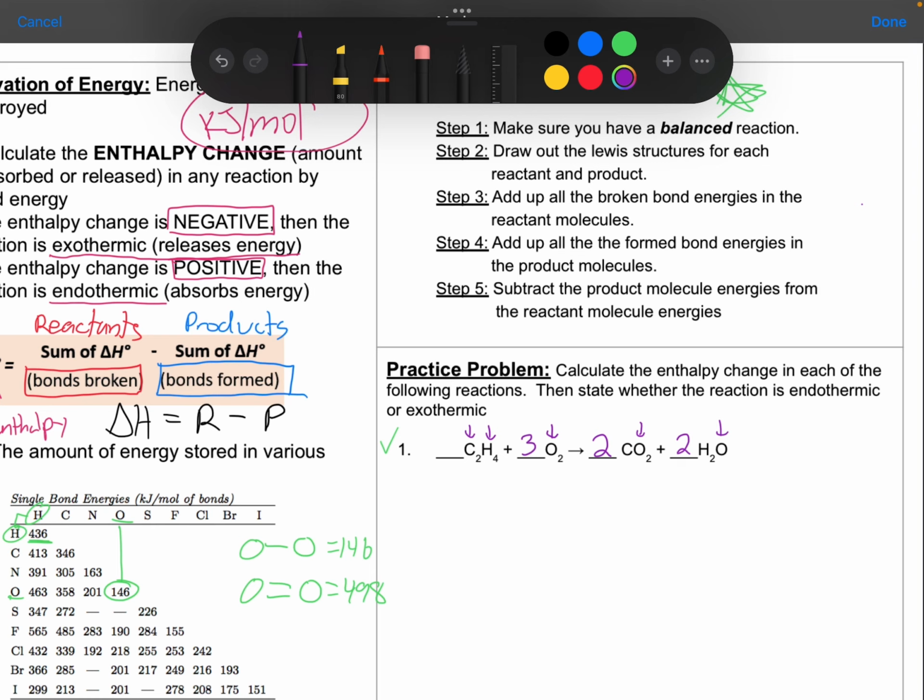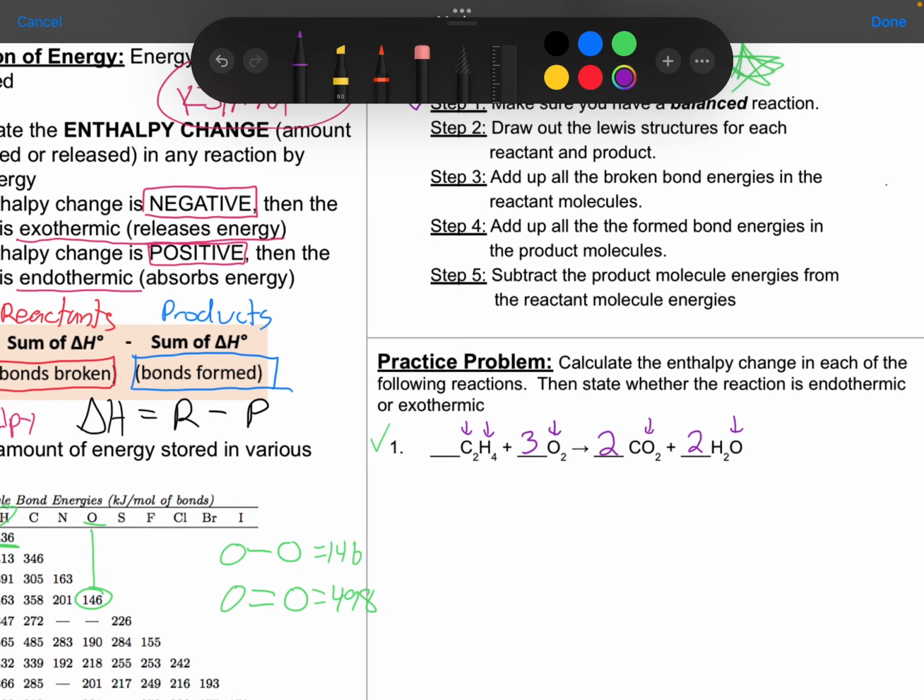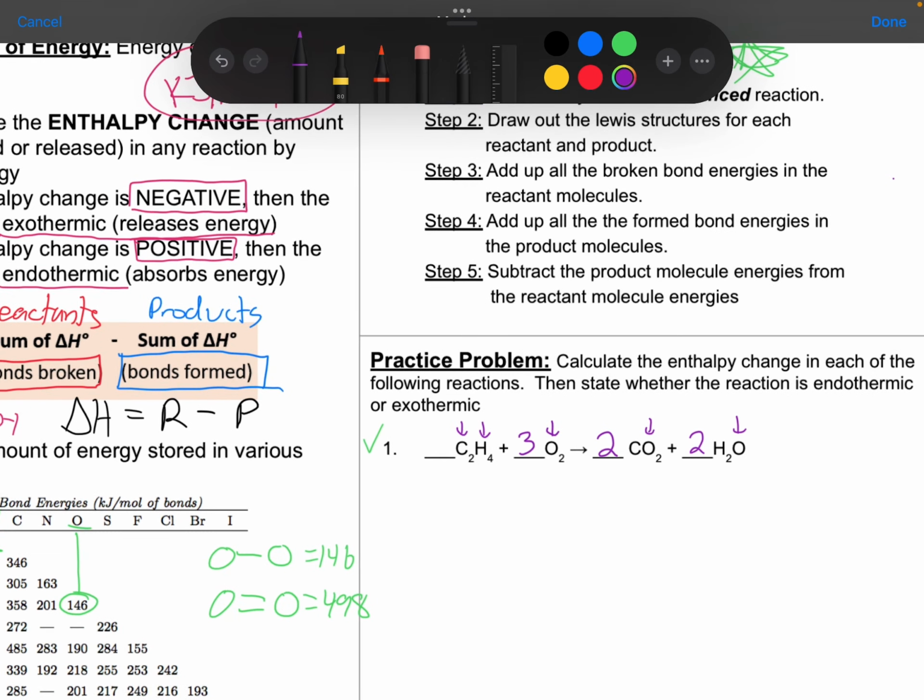Now, step 2 in my process above, we did step 1, we'll check that off. Step 2 is to draw out the Lewis structures for each reactant and each product. And yes, you do have to draw out however many there are. So for instance, I just said that there are 3 oxygen molecules now because I put a coefficient 3. That means I need to draw 3 of them. You don't just draw 1 and call it a day, because if you do that, you're going to miscount your bonds later. So, once again, if you forgot how to draw out Lewis structures, allow me to remind you.